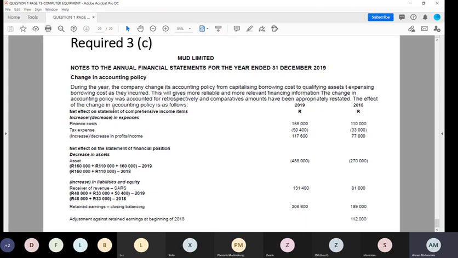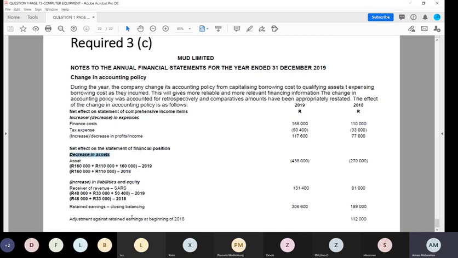The effect of the change in accounting policy is as follows. The effect is going to affect the statement of comprehensive income as well as the statement of financial position. Why? Because we have an expense in the form of finance cost or interest capitalized, and we have an asset which was capitalized. So let's start with the asset. I've already explained the calculations.